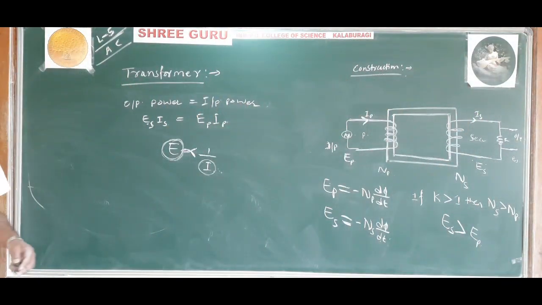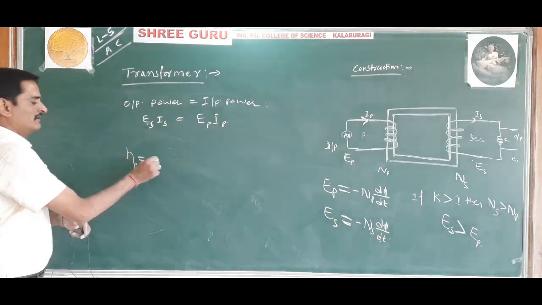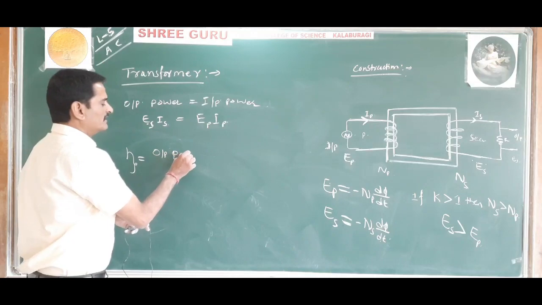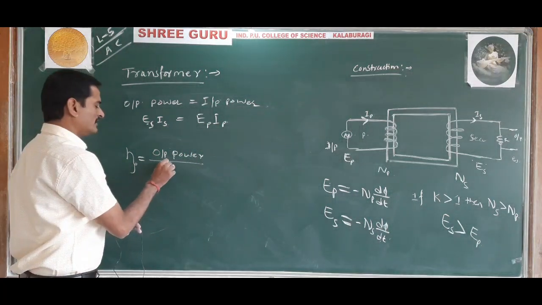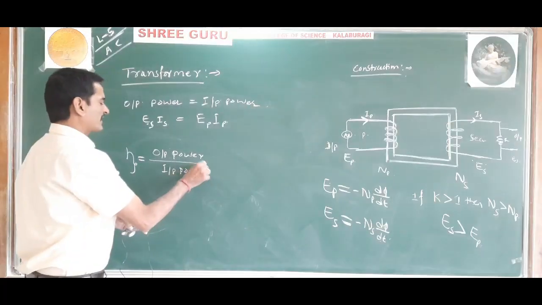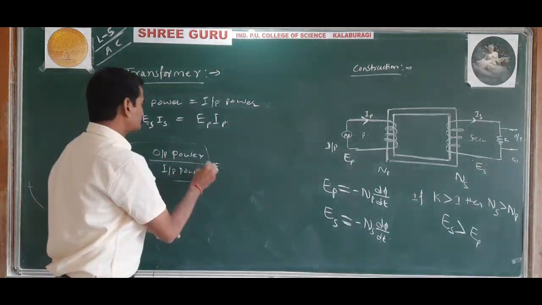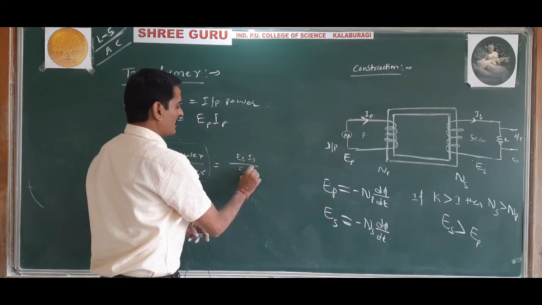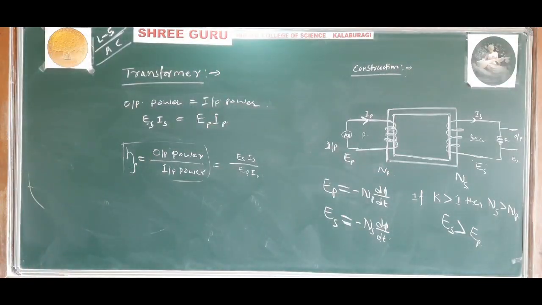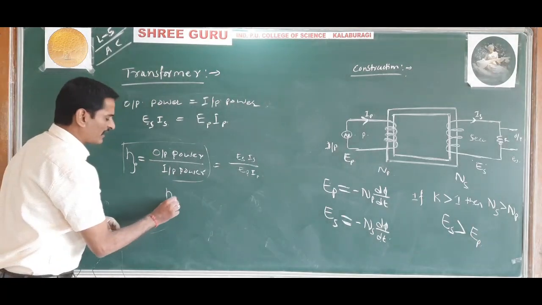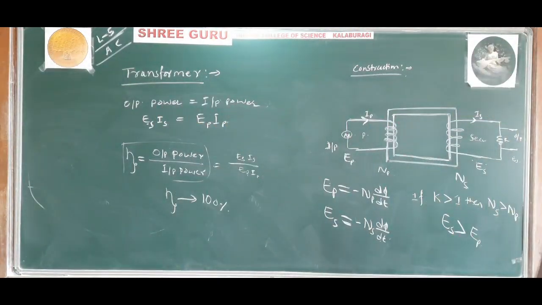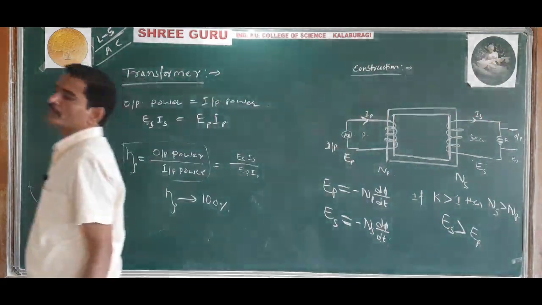Understood? Okay. So now the efficiency of a transformer. The efficiency of a transformer is given by the ratio of output power to input power, that is ES IS divided by EP IP. The efficiency of an ideal transformer is equal to 100%, that is, if there is no loss of any energy.